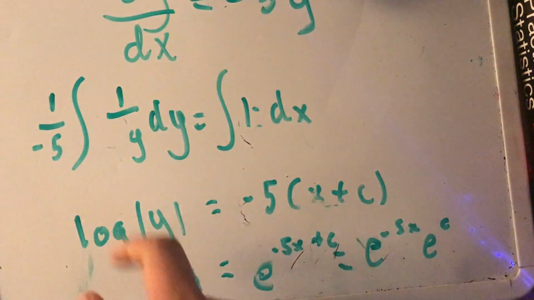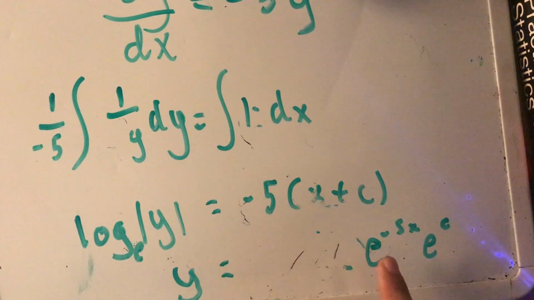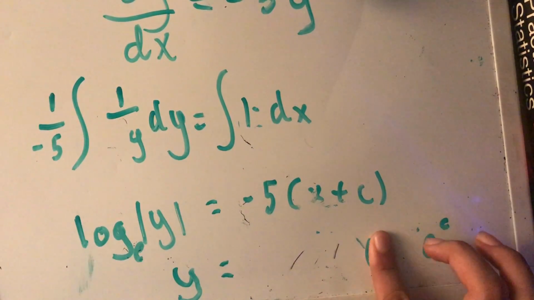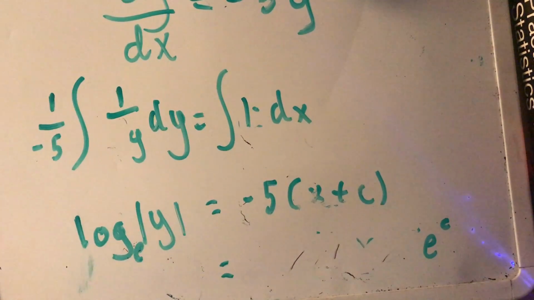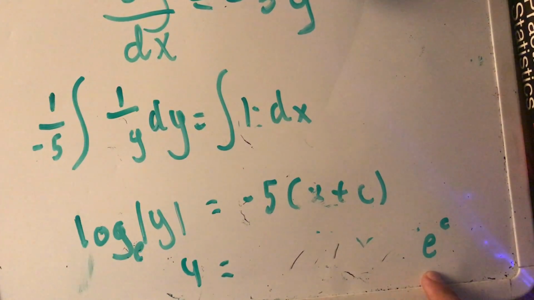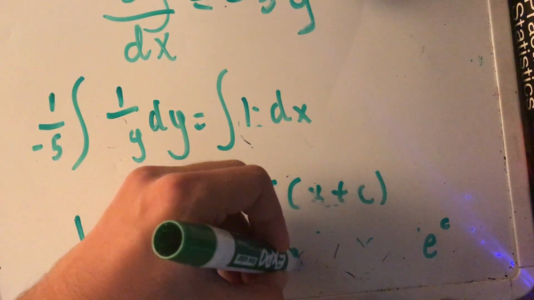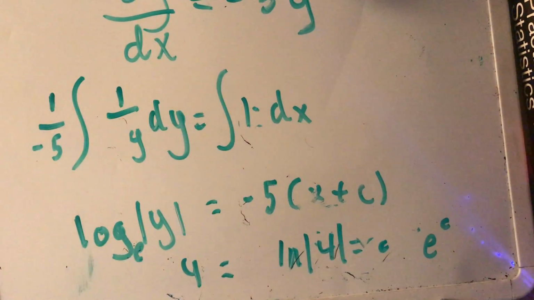condition, where x is equal to 0 and y is equal to 4. So if I get rid of this weird thing, if x is equal to 0 here, that means that 0 times 5 is just 0. So e to the 0 is just 1. So y is equal to e to the c. So 4 is equal to e to the c. Well, if I do natural log here, I could say that the natural log of the absolute value of 4 is equal to c. And all in all, that's going to be more or less it.